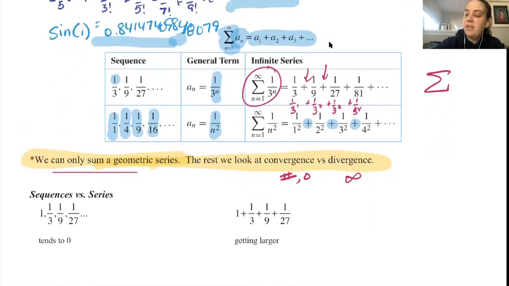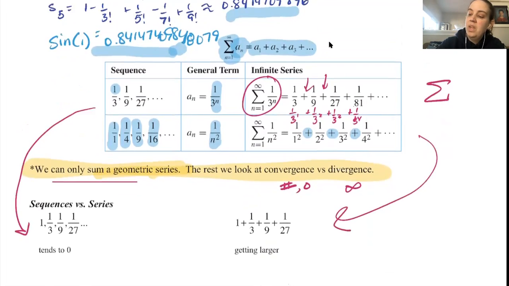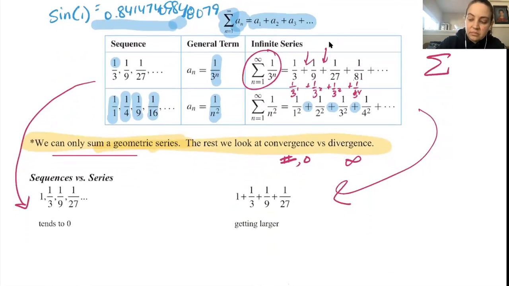I just want to come back here and reiterate your sequence versus your series. Your sequence, these are your terms. You've got some kind of pattern. The sequence are the individual terms. Those generally tend towards 0. They get smaller and smaller and smaller. Often, they don't have to, but a lot of times they get smaller and smaller and smaller.